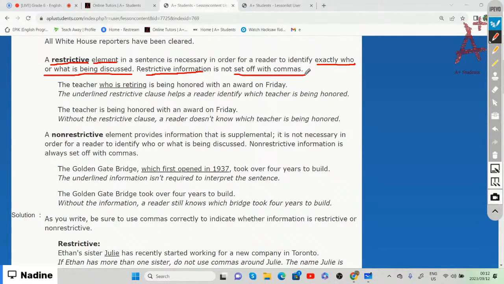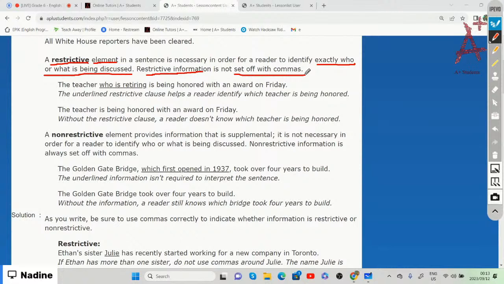It's not just any teacher that is being discussed, but the teacher who is retiring. Because if you are in a school with a lot of teachers, and we were to just say the teacher is being honored with an award on Friday, without any restrictive clause, you would have thought it could be any teacher. But if we say the teacher who is retiring is being honored with an award on Friday, now we specifically know we are talking about the teacher who is retiring.